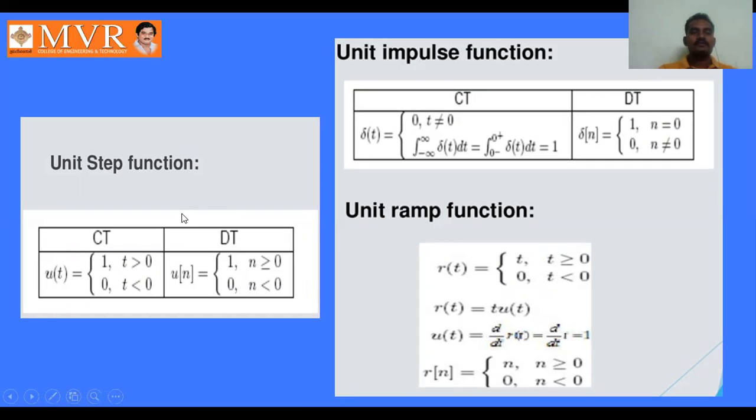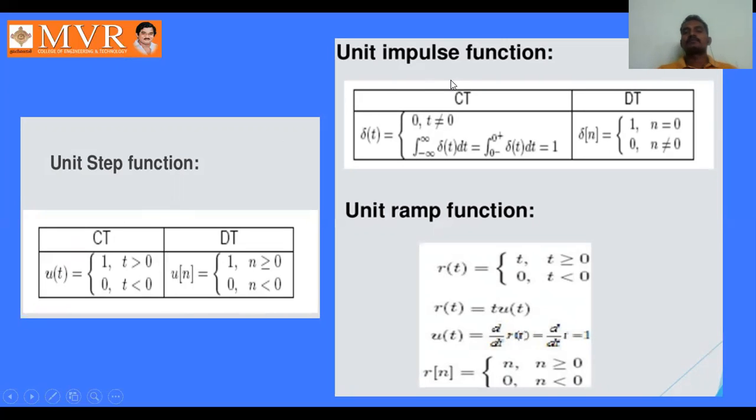See, the unit step function in continuous time and discrete time signals is mathematically represented like this. So u of t equals 1 for t greater than or equal to 0, and is 0 for t less than 0, in the continuous time signal manner. Whereas in the discrete time signal manner, u of n equals 1 for n greater than or equal to 0, and it is 0 for n less than 0. This is the mathematical representation of our unit step function.